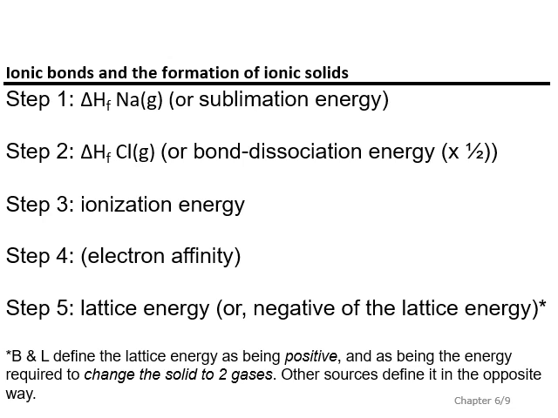Here are the names for these things for step one. Going from a solid to a gas is called the sublimation energy. For step two, we call that the bond dissociation energy. Step three is the ionization potential. Four is the electron affinity. And five, we call the lattice energy, except that Brennan-LeMay calls it the negative of the lattice energy, where that would be the positive value. Next slide.